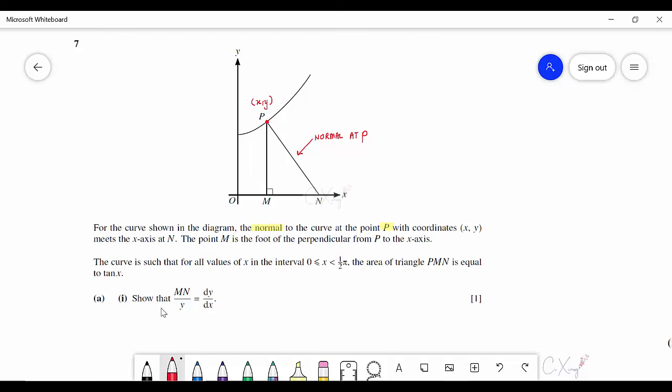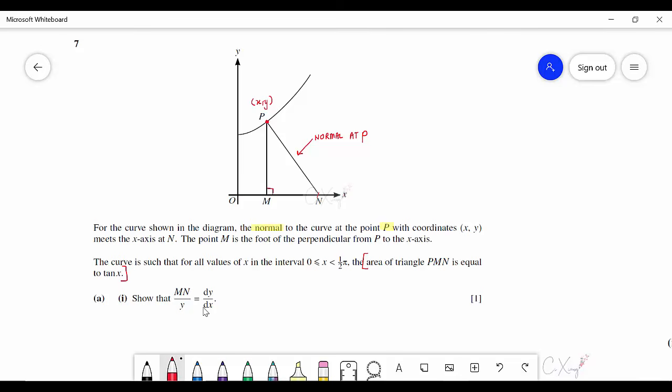Then the normal meets the x-axis at N. So as mentioned here, this is the N. So the point N is the foot of the perpendicular from P to the x-axis. So you should know that this is 90 degrees at N. The curve is such that for all values of x in the interval from 0 until pi over 2, the area of triangle PMN is equal to tangent x. So they give you some extra information here, which is about the area of triangle PMN being equal to tangent x.